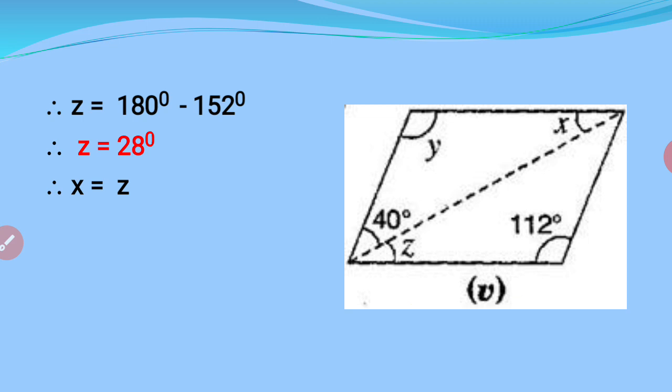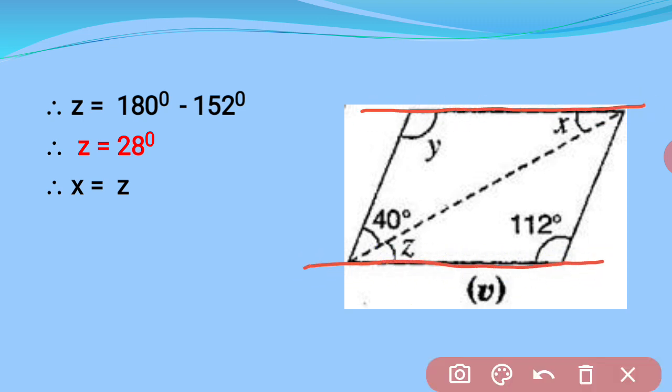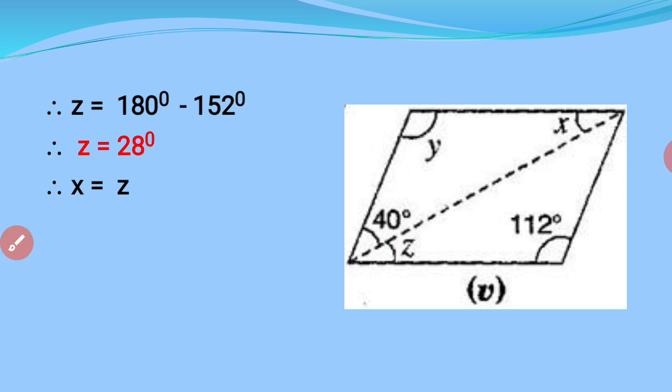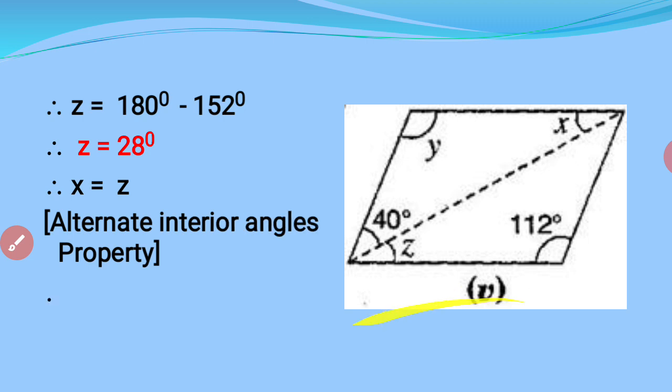Regarding x and z, they are equal because we consider these two parallel lines and this one as the transversal. So z and x are alternate interior angles and they are equal. That's why we conclude that x is equal to z, which is equal to 28 degrees.